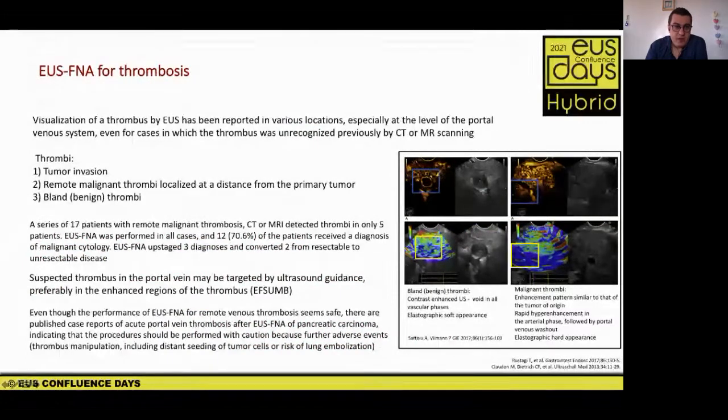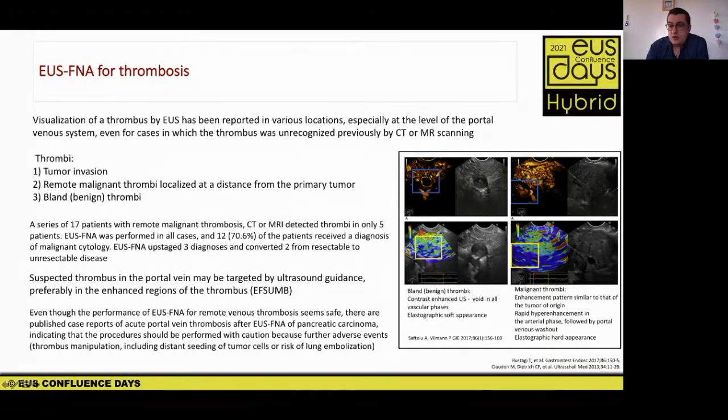A few words about EUS-FNA for thrombosis. When we have a thrombosis in a vascular system, there are three scenarios. First one is tumor invasion. The second one is a remote malignant thrombus, localized at a distance from the primary tumor. You cannot see the connection between the tumor and the thrombus, but it can be malignant. And the other one is a benign or bland thrombus. There are some series, and if you perform EUS-FNA in these cases, the diagnosis can change. It can be upstaged, or sometimes it can be downstaged.